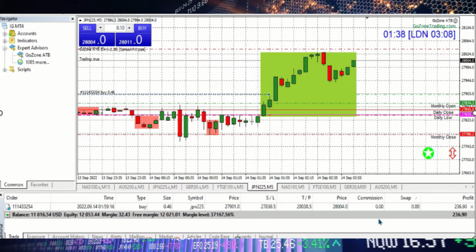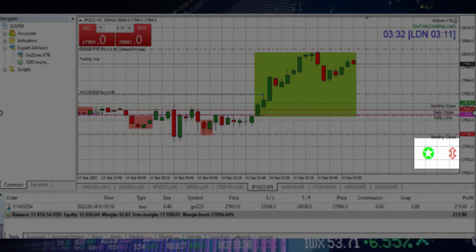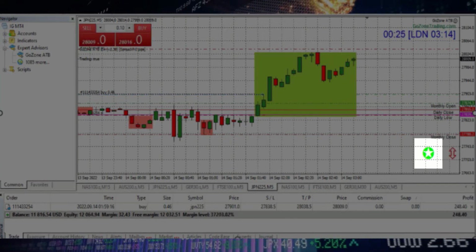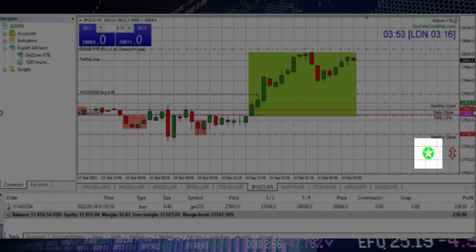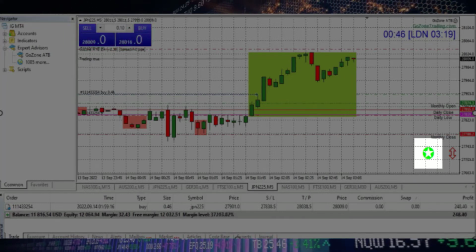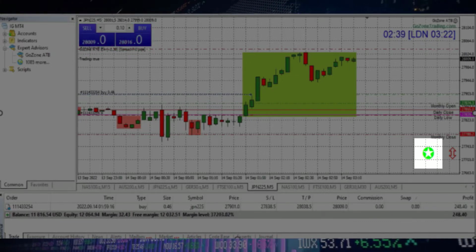While we are waiting for the market to move, I think this would be a good time to address these two icons at the bottom of the page. The first one is a pause button. For any reason, after you have your trading plan set up and the GoZone ATB is turned on, you decide you do not want to enter a trade, simply click this button and the GoZone ATB will not enter the trade.